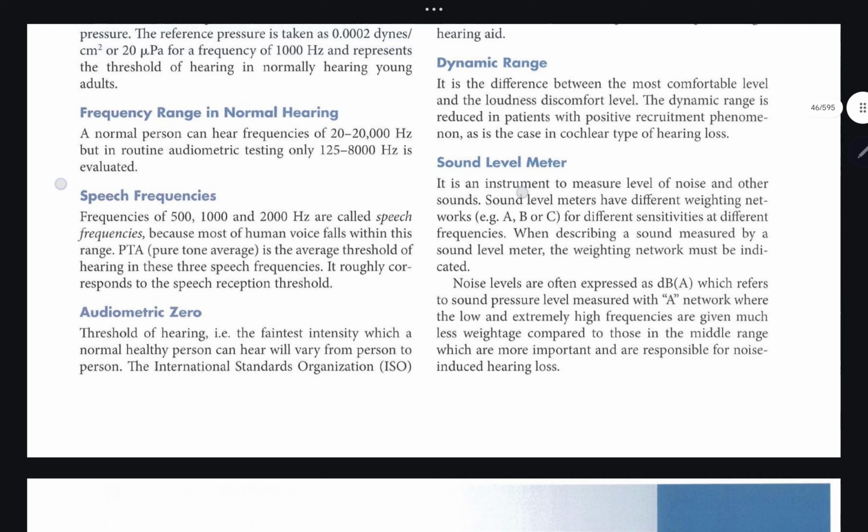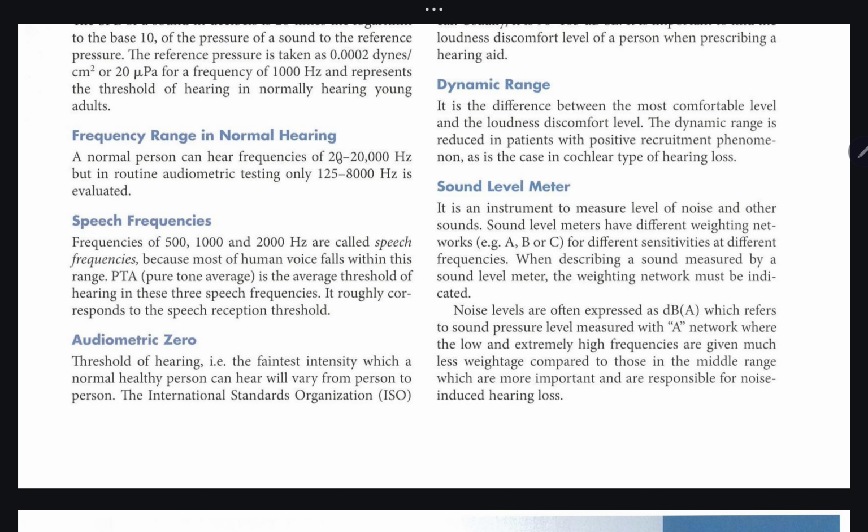Frequency range in normal hearing. A normal person can hear frequencies of 20 to 20,000 Hz, but in routine audiometric testing, only 125 to 8,000 Hz is evaluated. Speech frequencies. Frequencies of 500, 1,000 and 2,000 Hz are called speech frequencies because most of the human voice falls within this range. PTA, pure tone average, is the average threshold of hearing in these three speech frequencies. It roughly corresponds to the speech reception threshold.